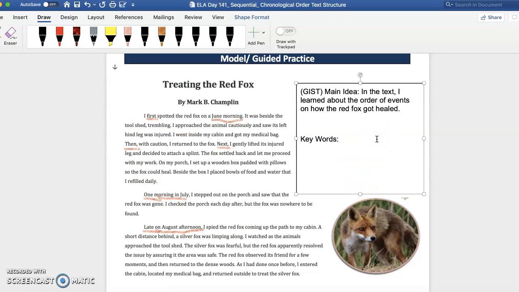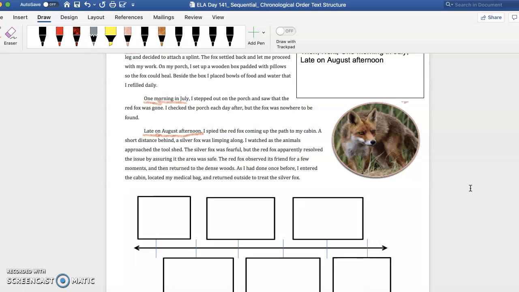So the key words that we picked out, let's go ahead and go in order. So first, we have June morning, right? Then, we have next, we have one morning in July, we have late on August afternoon. Okay, so all of these keywords kind of help us know that this is a chronological or sequential order text. So now let's move on to our timeline, okay?